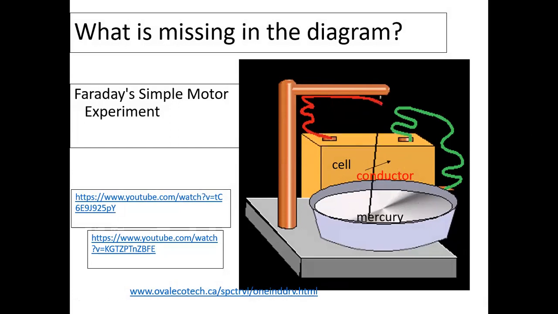And what is missing in the picture? This is your battery, that's your conductor, that's your mercury. The battery is connected to the conductor, which is the one that is moving, the black one, and then you're connecting to the container there. So what is missing? Magnetic field. Good. The magnet is missing. You need a magnet. Without a magnet, it won't move.